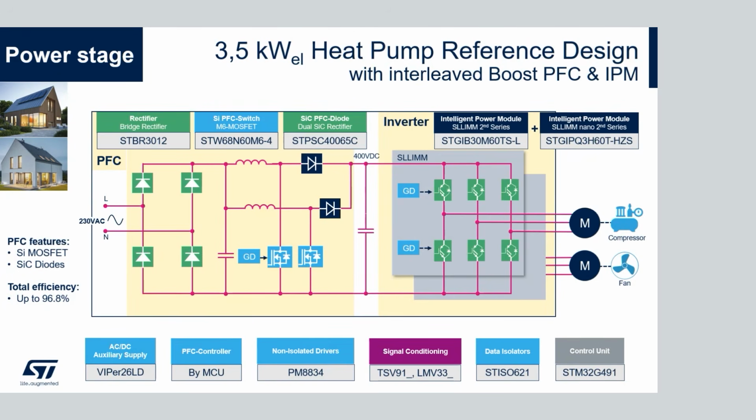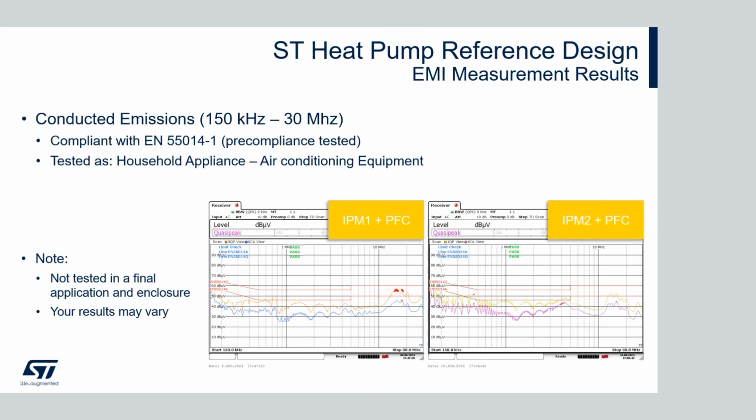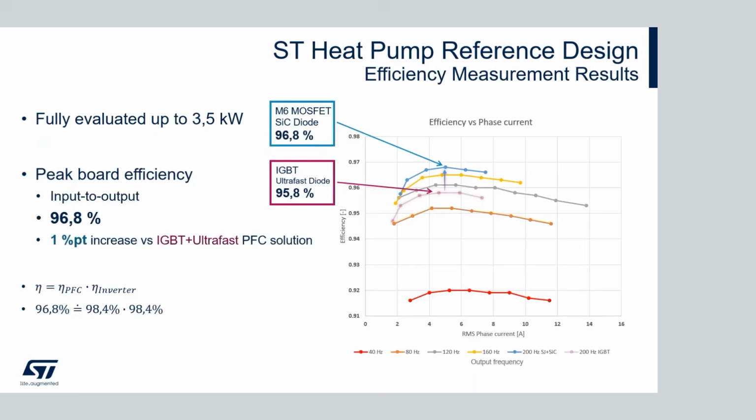And to show that we didn't just leave this design on paper, we took this design to the EMC chamber, and we managed to make it pass the regulations for household appliances as specified by the CISPR 14 standard. We also evaluated the efficiency, as said in the targets, fully up to 3.5 kilowatts, and the peak efficiency we recorded was 96.8% from input to output. That means including losses in the EMI filter, the PFC stage, and the inverter stage.